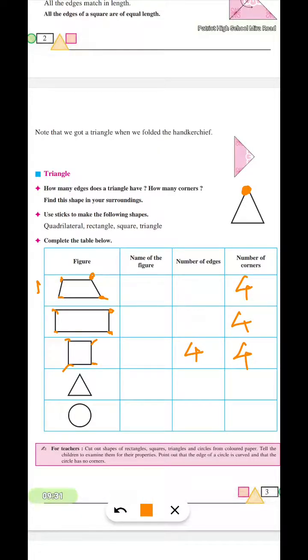Now the next figure. Fourth figure is a triangle. You can write triangle. How many edges does it have? 1, 2, 3. Corners, 1, 2, 3. 3 corners. Circle. This is a circle. You can write circle. Number of edges, 0. Number of corners, 0.